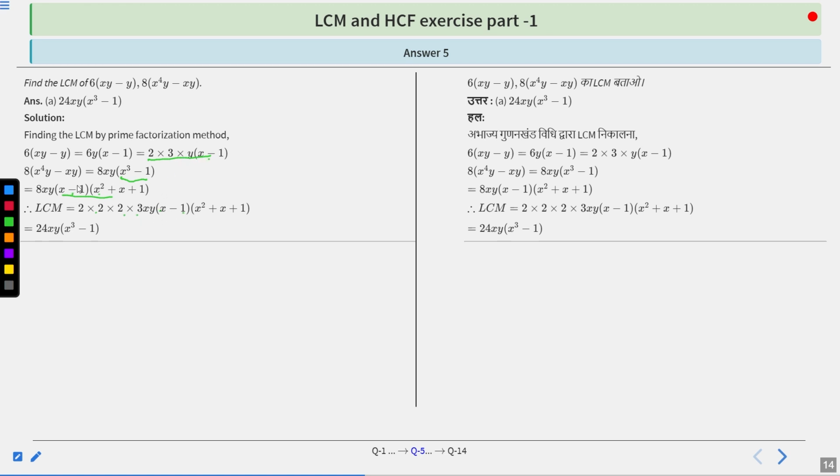Y was also present here. Y is present here. So we have written y. X one time only, we have written this thing also. And x square plus x plus 1 also, so we have written this thing also. So 2 into 2, 4, 2 is 8, into 3 is 24, xy. And this whole term is nothing but x cube minus 1. Therefore, the LCM is 24xy into x cube minus 1. Option number A is the correct answer.